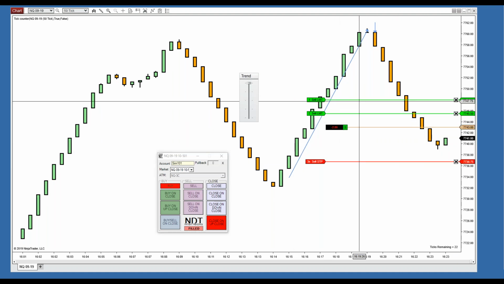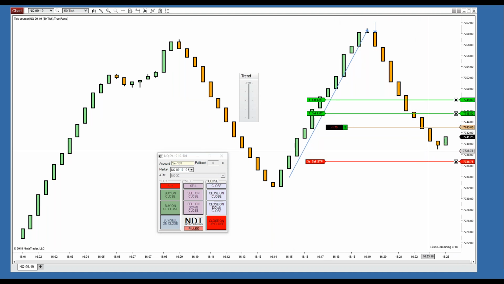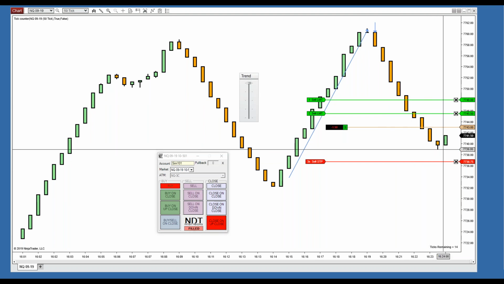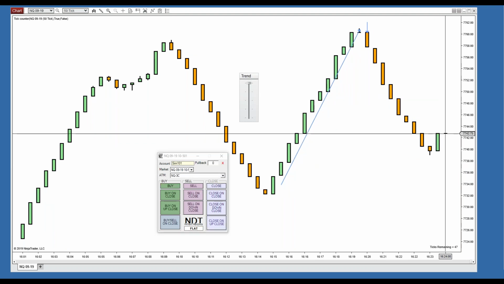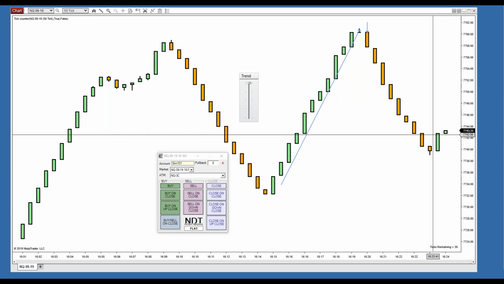Irrespective of what your ATM is, on a short trade, you close on the first up close. On a long trade, you close on the first down close. And watch, the trade took us right out. So you really get precision entries.